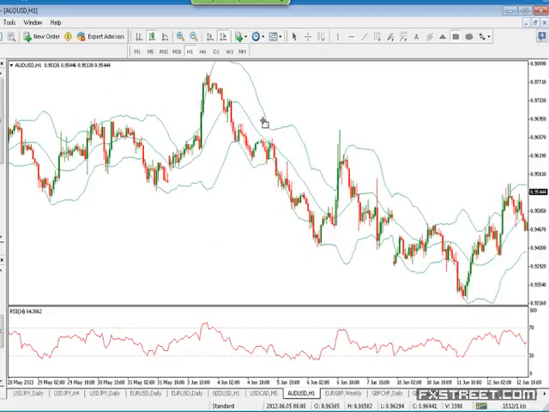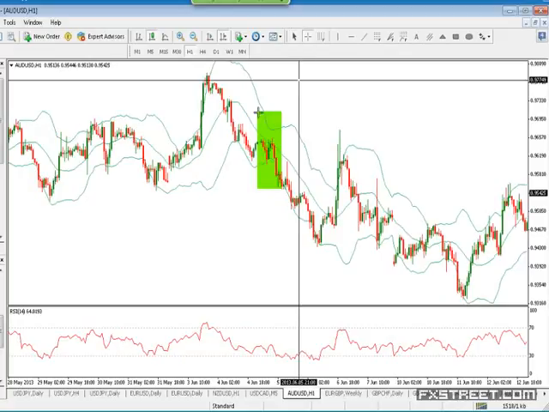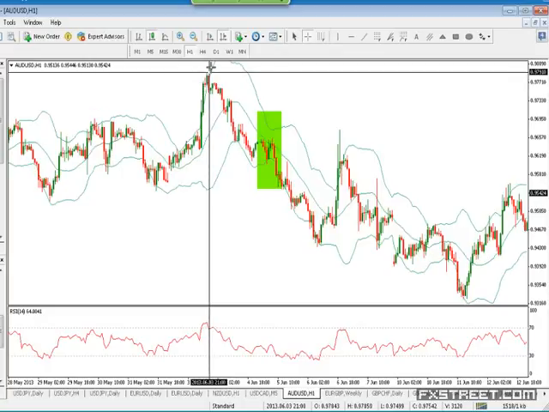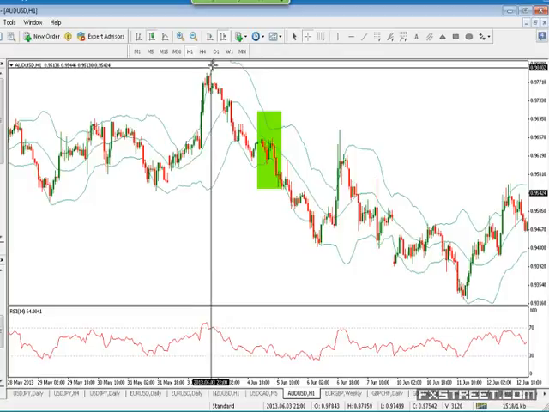Let me take this. When I'm talking about a squeeze, I'm talking about when the bands come together. Now this is one situation, if you can see over here, that the upper band has expanded, moved down, the lower band has also moved down, and these bands are coming together.